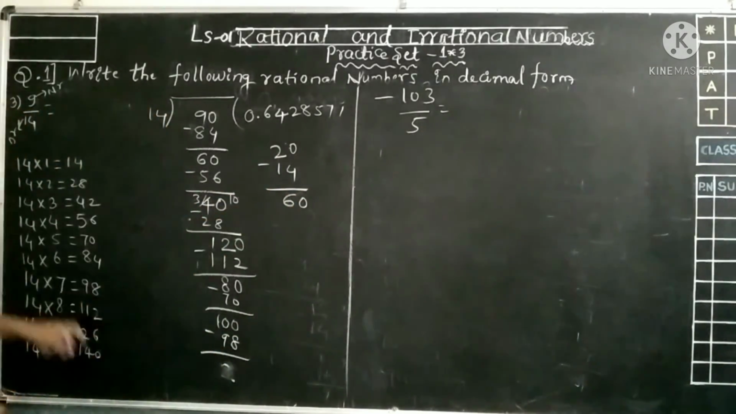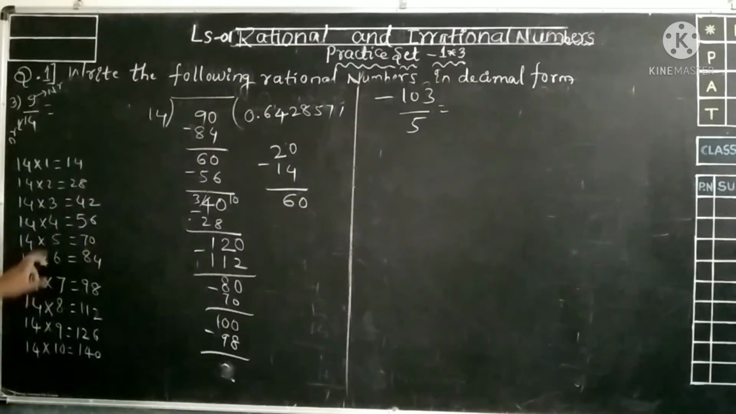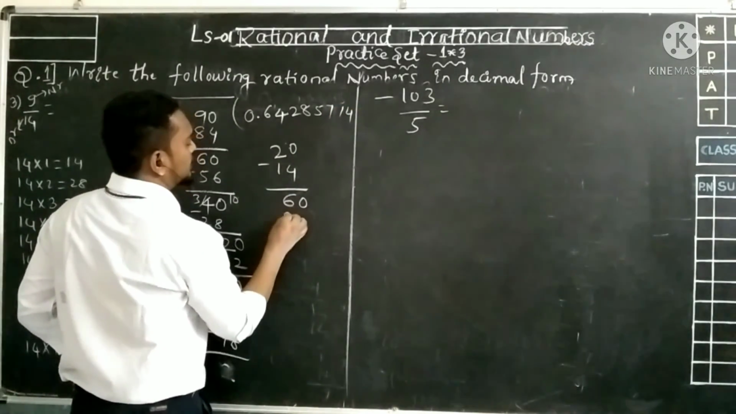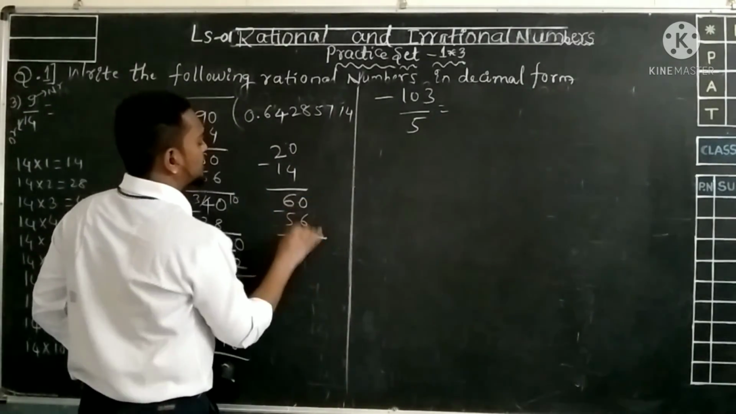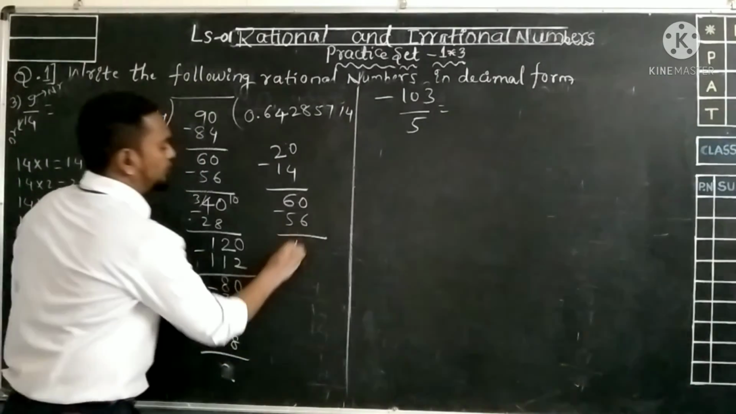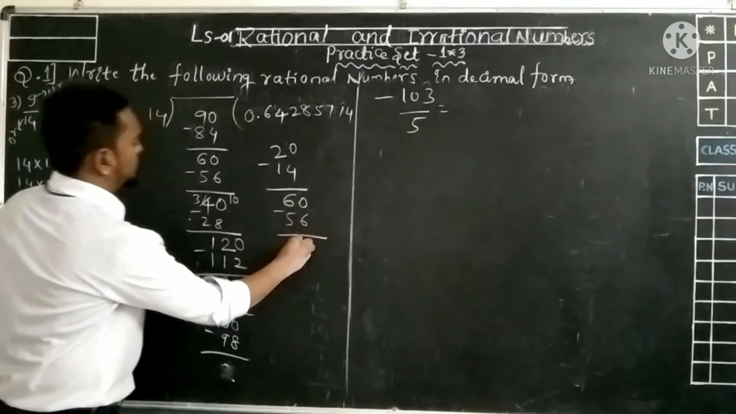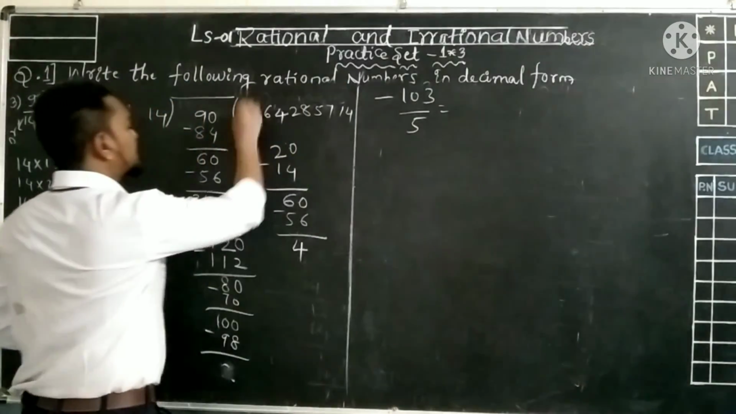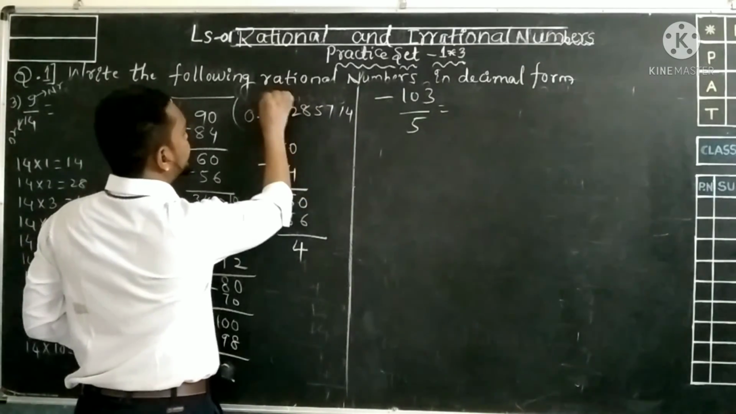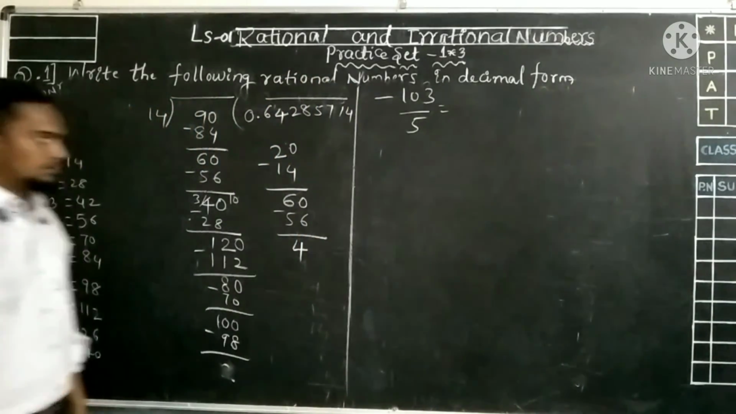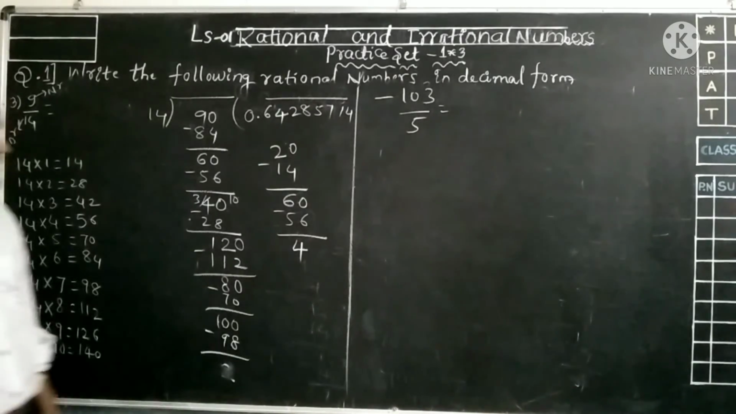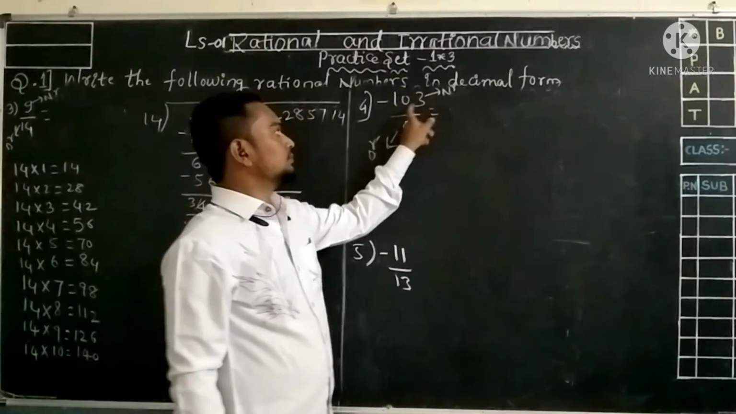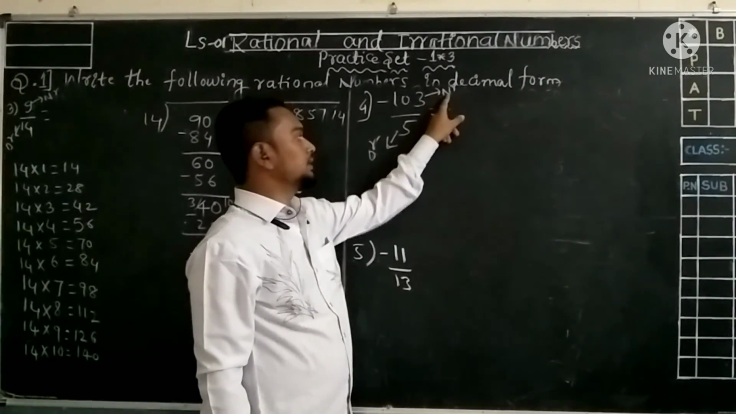60 is not in the 14th table. Therefore, 14 4s are 56. 60 minus 56 means 4. Therefore, the value is repeating. The value 0.642857 is repeating.